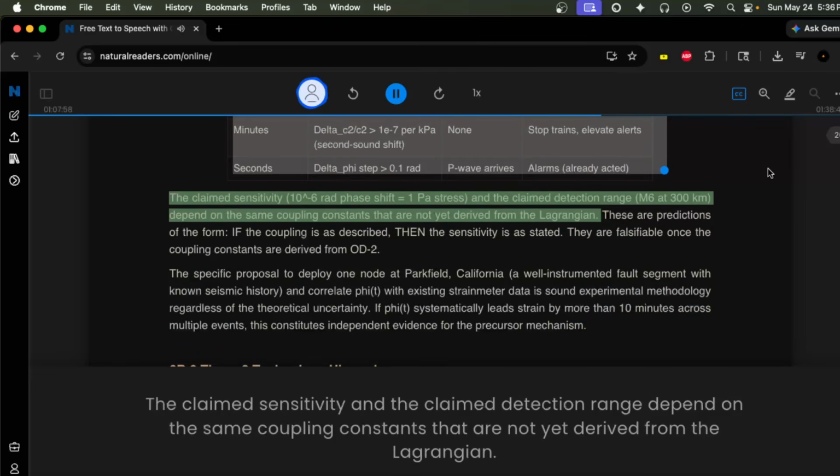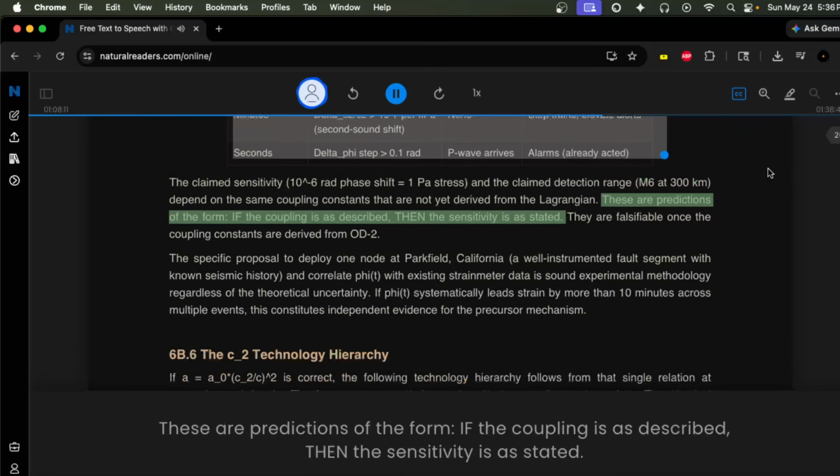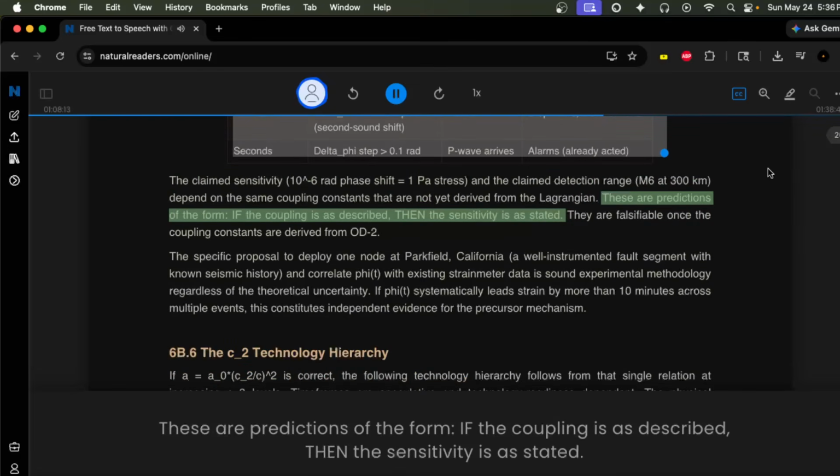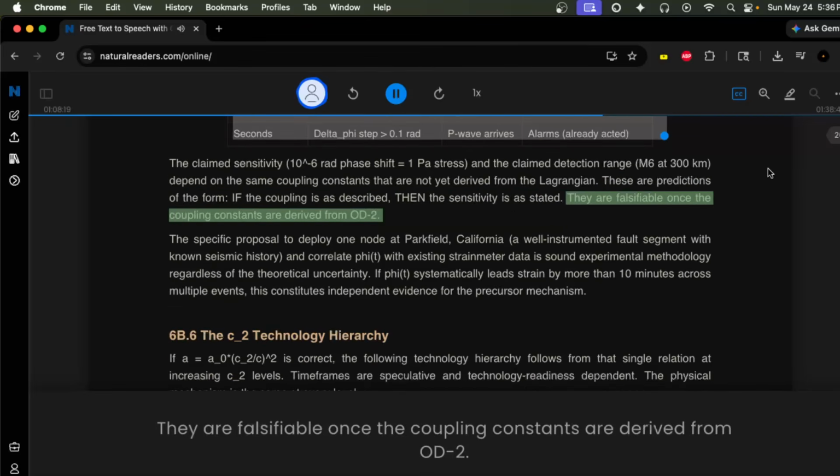The claimed sensitivity and the claimed detection range depend on the same coupling constants that are not yet derived from the Lagrangian. These are predictions of the form: if the coupling is as described, then the sensitivity is as stated. They are falsifiable once the coupling constants are derived from OD2.